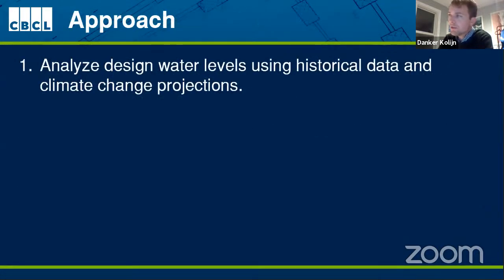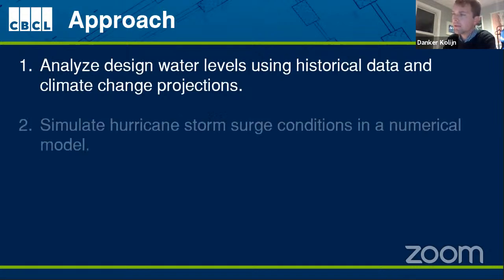So the approach that we took is the first thing we did was analyze all these water levels, and Barry did a great job of presenting some of those, and I'll go through that again. And we looked at historical data, but we also looked at future data. So we looked at climate change projections, and that's mainly got to do with sea level rise, but of course also looking at things like hurricane patterns and potential for hurricane impacts.